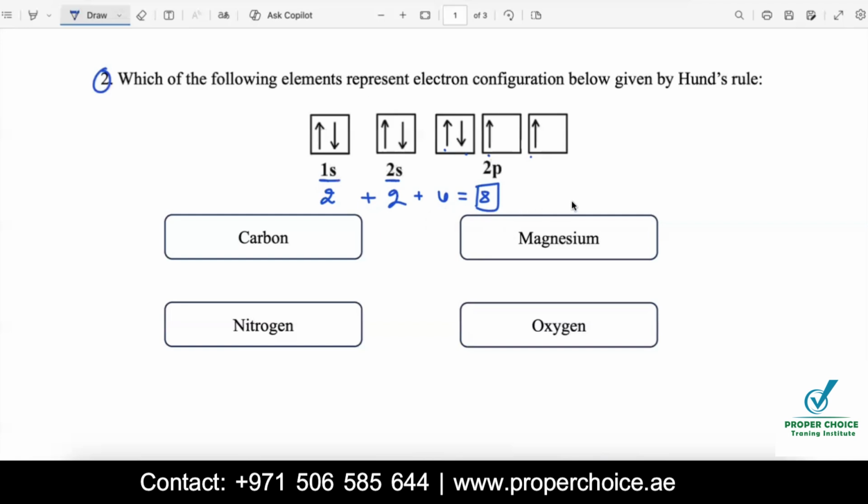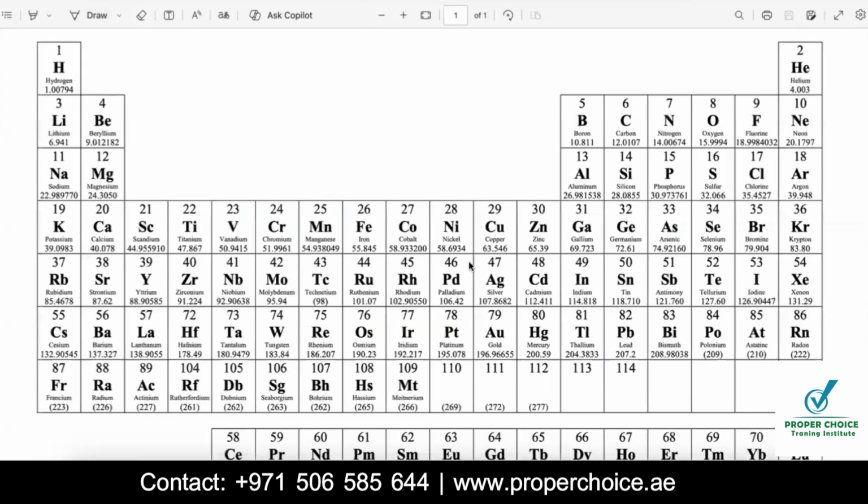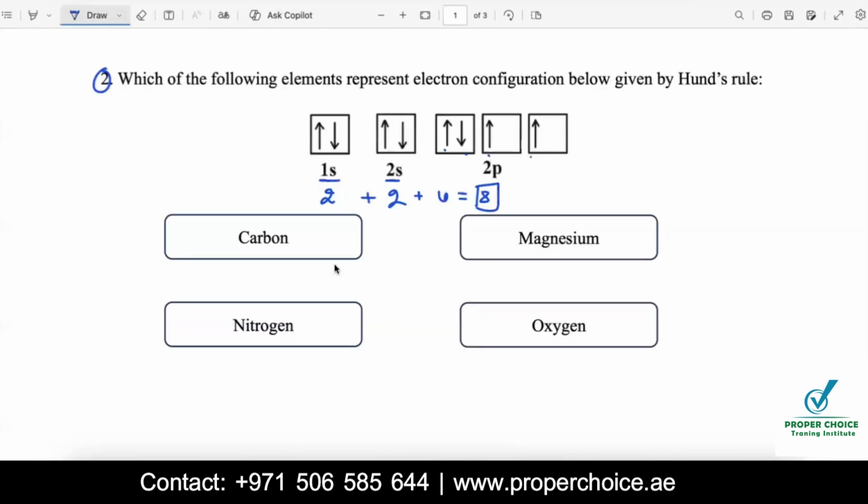You can refer to the periodic table and get that answer. You can see from the periodic table that the element whose atomic number is 8 is oxygen. So oxygen is the right answer to this question. We should go with the last option, which is oxygen.